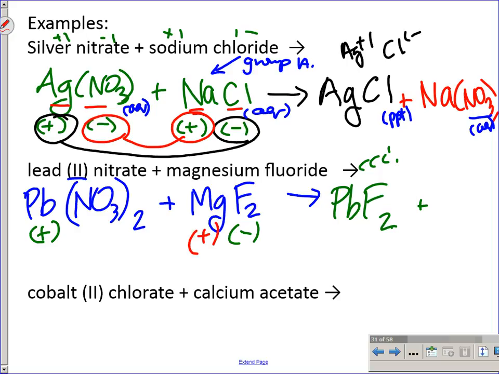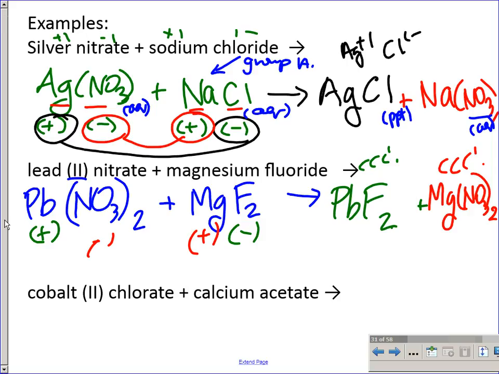Magnesium gets with who? Nitrate to make what? Beautiful. And that 2 came from magnesium's charge. You guys are doing really good. A lot of you are getting crisscrossing charges. Okay, and it happens to be balanced because the 2's fell in the same places.